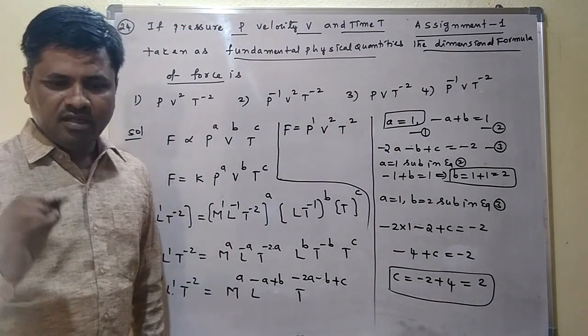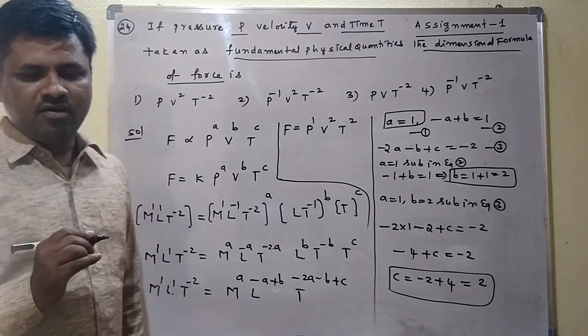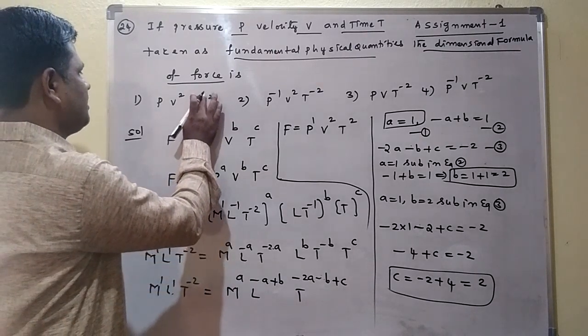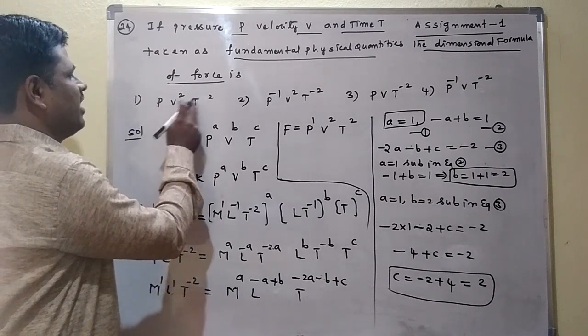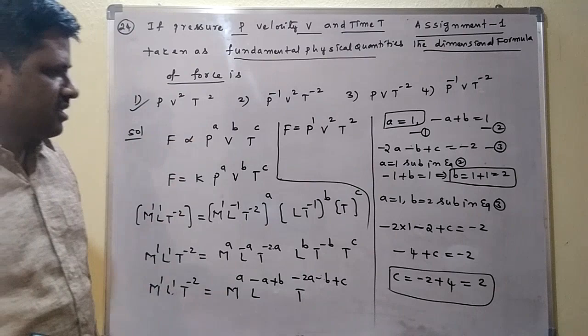In the first option they have given p power of 1. Here c equal to 2, we have to give t power of 2. Yes, that is a printing mistake, given as p v square t power of minus 2. So which option is correct here? First option is correct here.